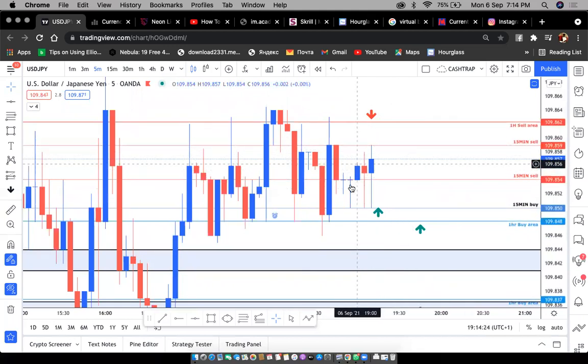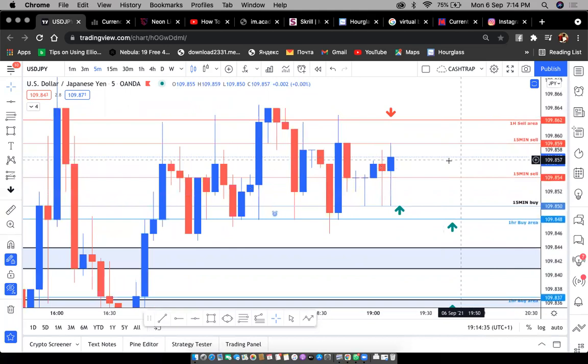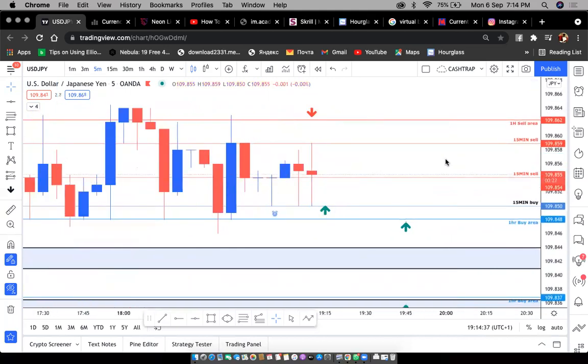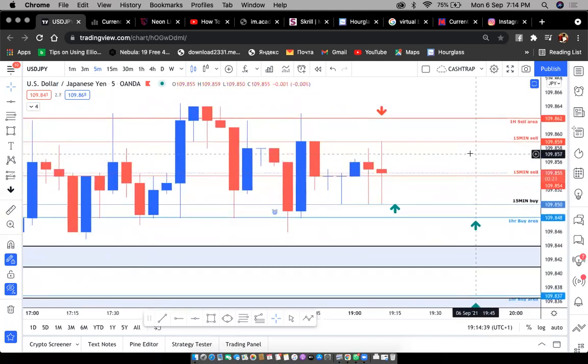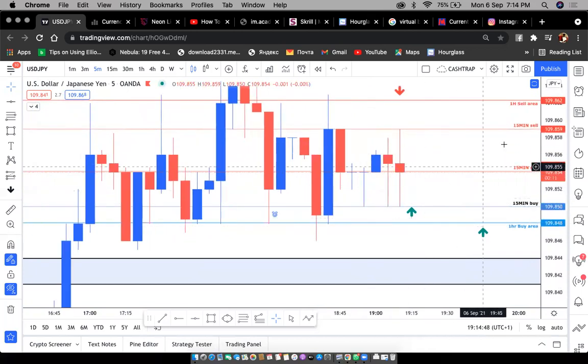Oh, okay. You see how price came to your area and it dropped. There's no magic in this thing. All you need is to identify the various areas of support and resistance. Where do you see a structure? Can you see this drop? It came to 859 and boom, it dropped. It touched your area.